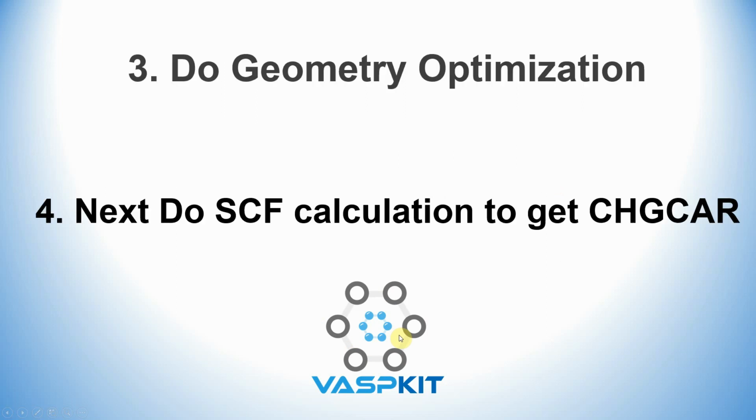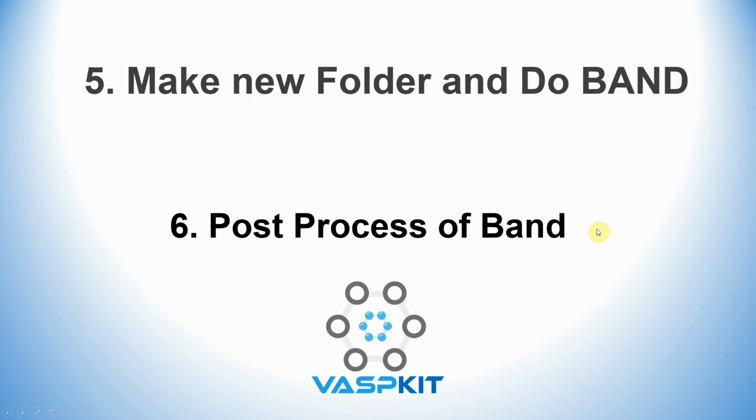Then after preparing and standardizing, you need to do geometry optimization. Next, do the single point energy calculation in order to get the CHGCAR file. Then you make a new folder and do your band calculation. I will tell you the INCAR file parameters and other things, and we can do the post process of the band structure. From there we will get our band gap, Fermi level, valence band, conduction band, and everything.